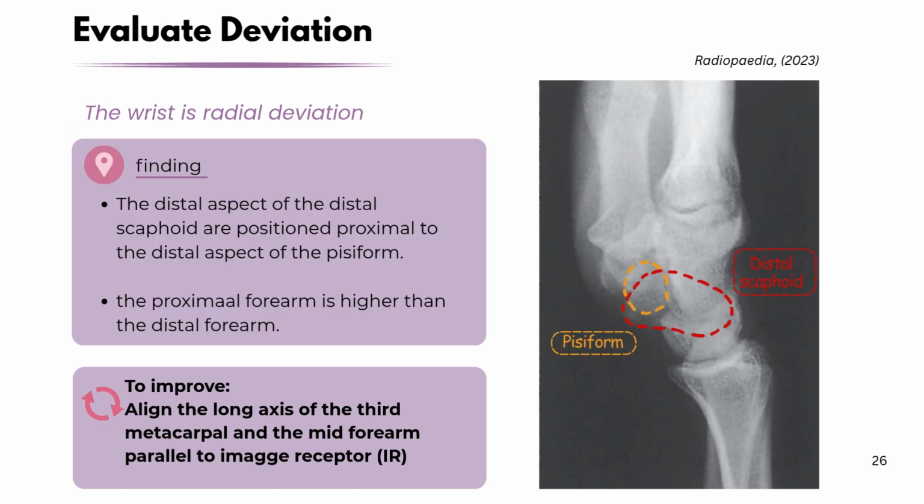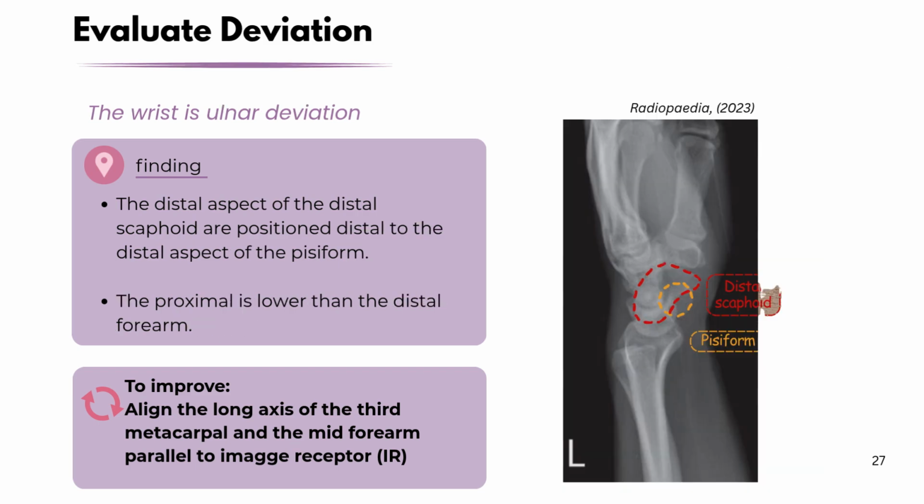This image demonstrates radial deviation of the wrist. The distal scaphoid is positioned proximal to the pisiform, and the proximal forearm appears higher than the distal forearm. To correct this error, the long axis of the third metacarpal and mid-forearm should be aligned parallel to the image receptor. This image demonstrates ulnar deviation of the wrist.